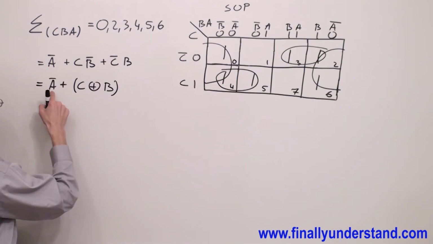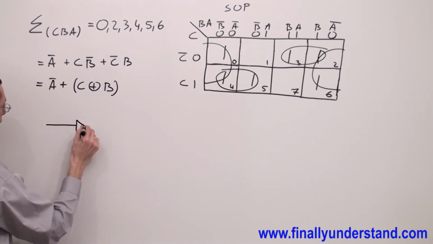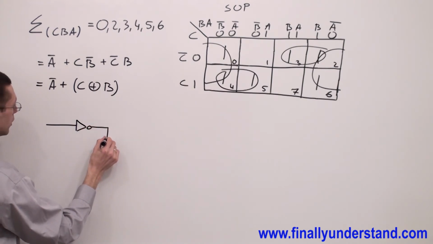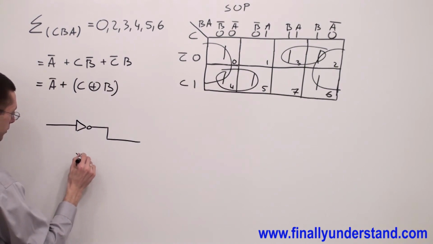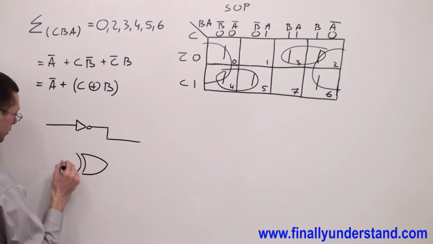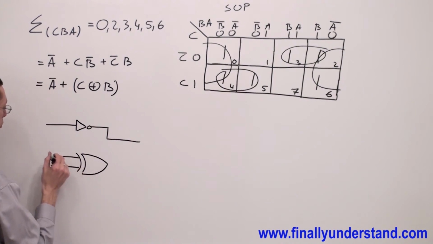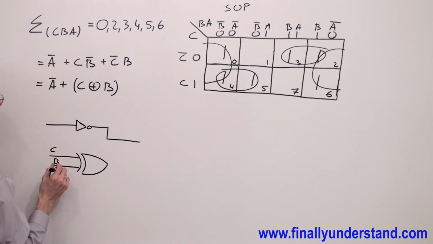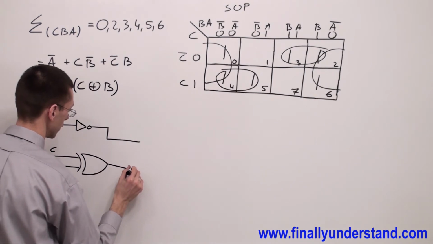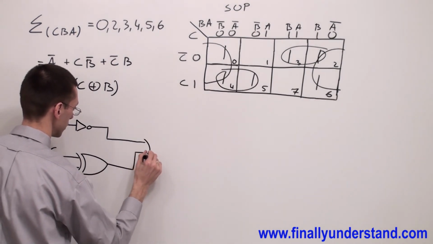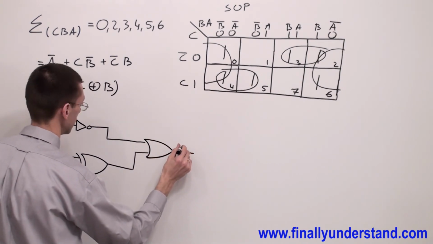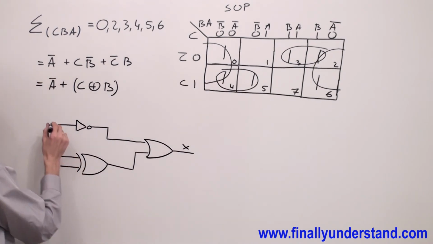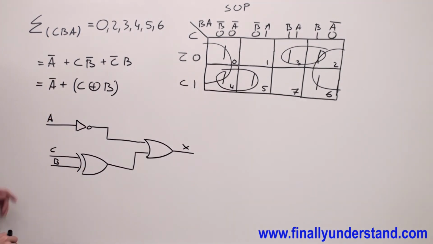This is nothing else, just an inverter ORed with an exclusive OR gate. And I have inputs C and B. And this is my A. These are the solutions to my problem.